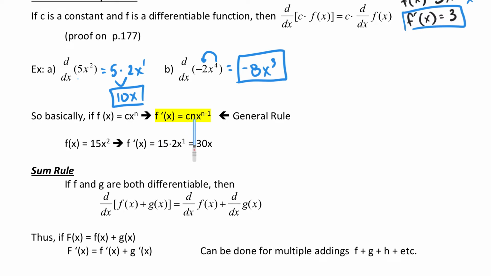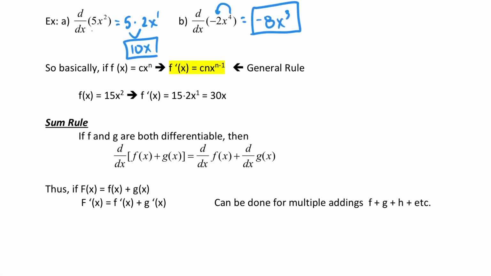So basically our general rule is we're going to take f prime of x right here, and we'll have a constant times n. This will come out right to here, and then I subtract 1 for the power. That is my general rule. Here's another example, 15x squared. This becomes 2 times 15, which gives me the 30, and I bring this down 1 power, which would be x to the first.